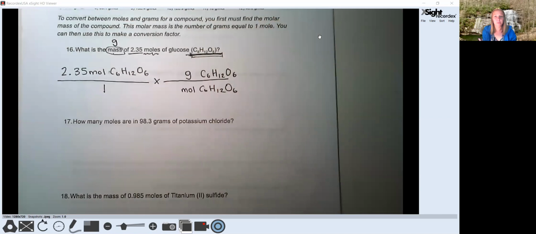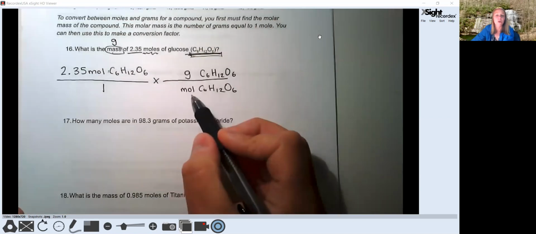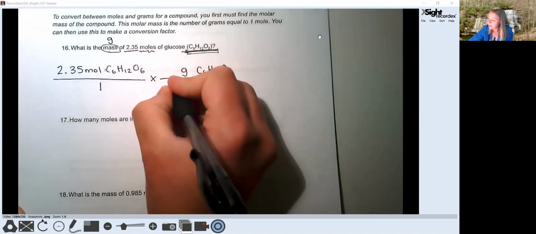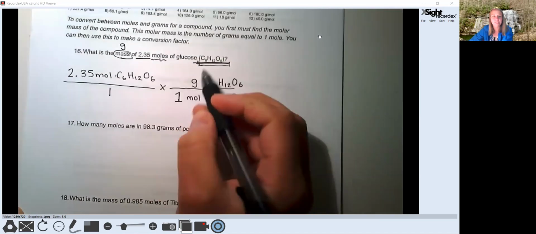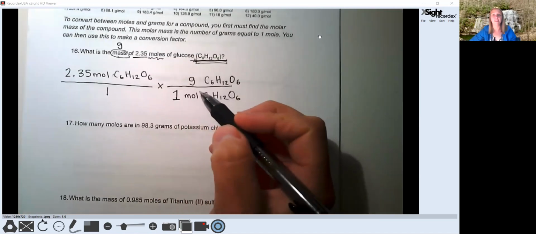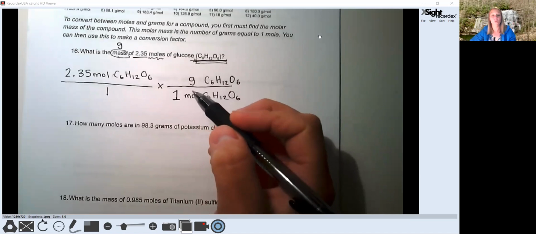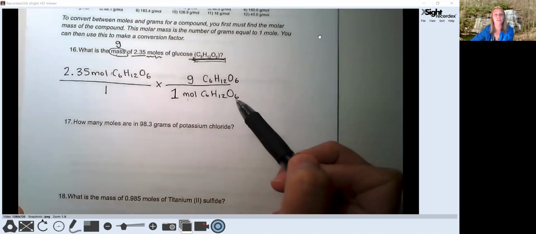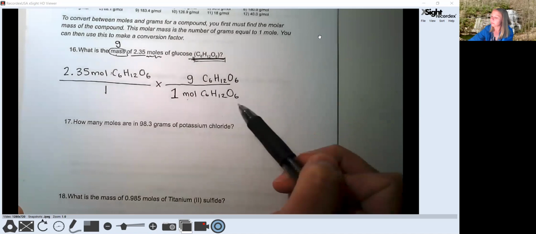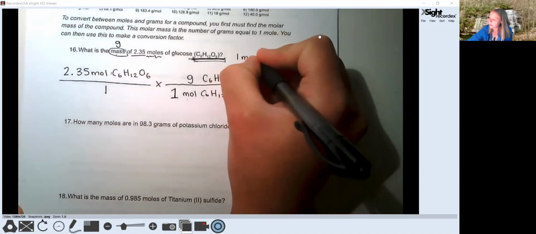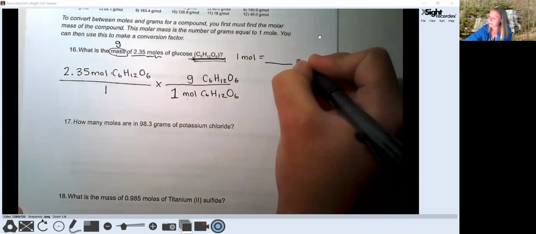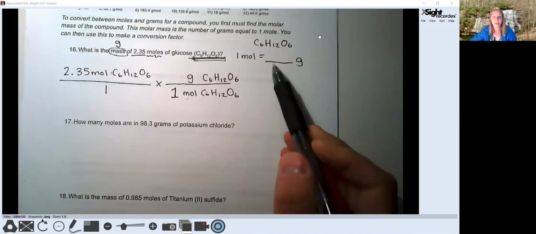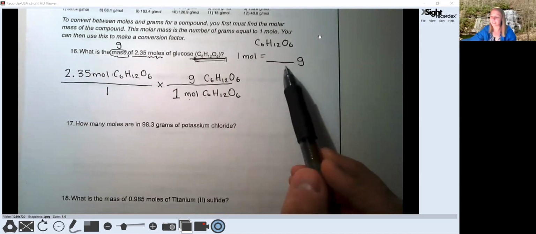Okay. So just like we did before, whenever we see mole, we're going to put a 1 next to mole, and then we know 1 mole is going to equal some number of grams. And the number of grams that's equal to a mole, that's what molar mass is, the mass of 1 mole of any pure substance. So in this case, we're talking about 1 mole of C6H12O6. So we need to know the molar mass of this C6H12O6. 1 mole equals some number of grams for C6H12O6.